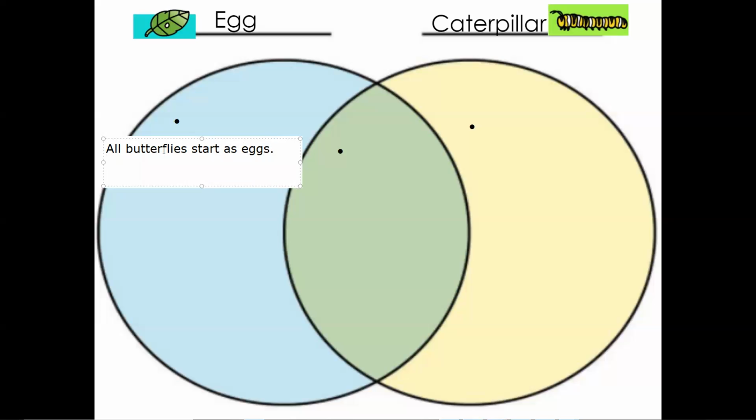What else can we see that only applies to the egg? I see that the eggs are placed on leaves. That's only true for the egg because the caterpillar can move around. So even if they're eating on their little leaves, they can move around and go other places, while the egg stays on the leaves.